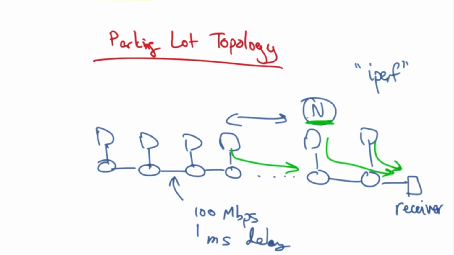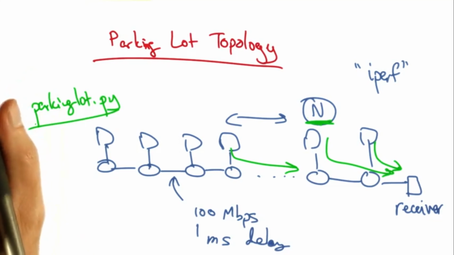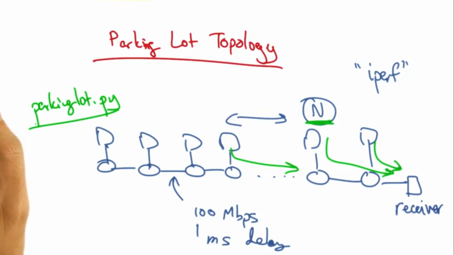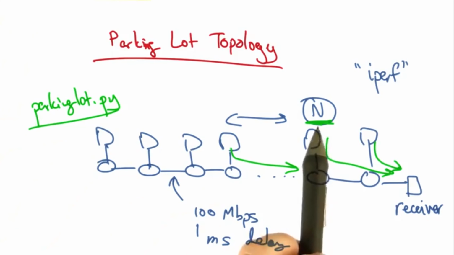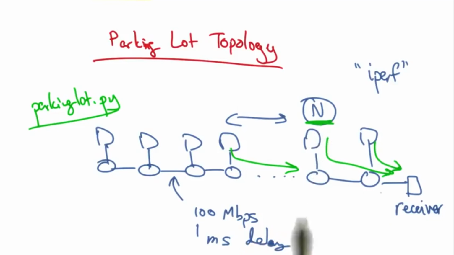We've given you an initial file called parkinglot.py. Your goal is to fill in the gaps. You'll need to both fill in the part that sets up the topology using a parameter of n, and then you'll need to fill in the part that actually generates the TCP flows between the senders and the receiver using iPerf and monitors the throughput of each of these flows.